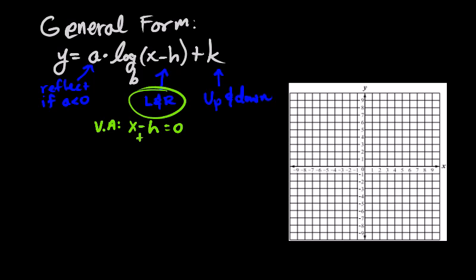So we would add h, and then x would equal h. That would be my vertical asymptote. So let's try just finding the vertical asymptote of one problem.